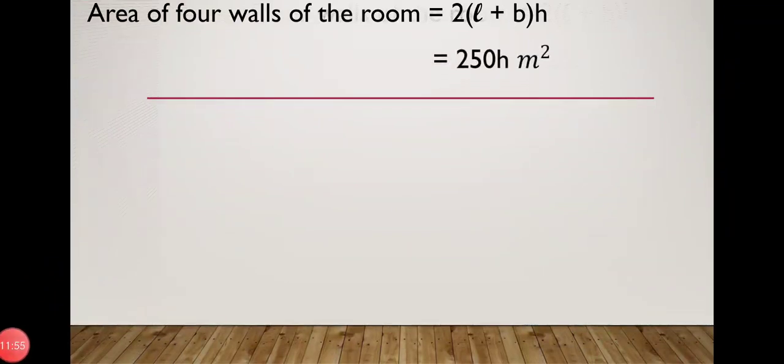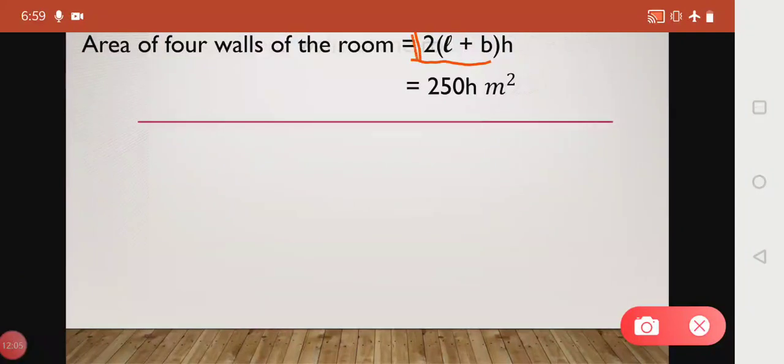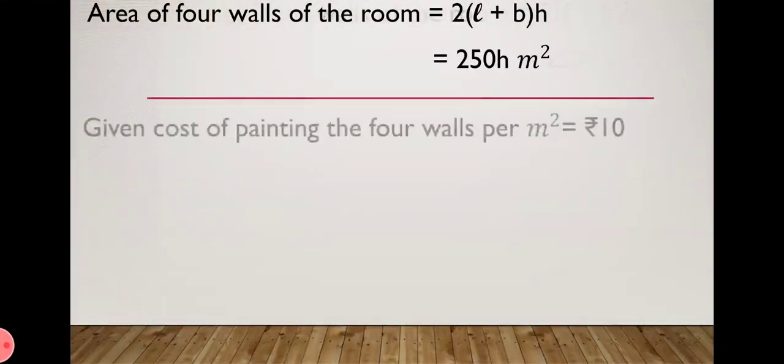That is equal to 250 H meter square. We know that twice (L plus B), this perimeter is already given as 250. So we write equal to 250 and height as it is, because we have to find the height.